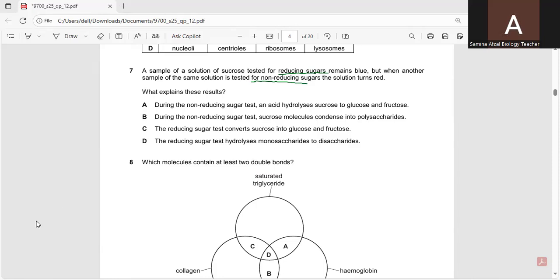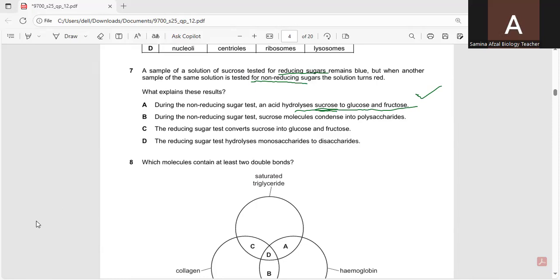During the non-reducing sugar test, an acid hydrolyzes sugar to glucose and fructose. Yes, when we perform the non-reducing sugar test, first of all, we use the acid, we heat it up, and it will break down the polysaccharide or disaccharide into monosaccharides. That is, the sucrose will be broken down. Here they have given us sucrose. So when we use acid, it will hydrolyze the sucrose into glucose and fructose. So this is the correct option.